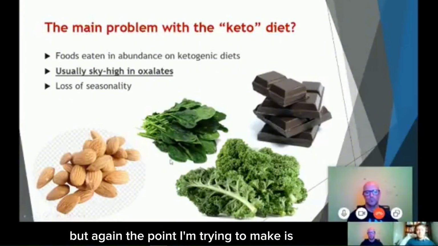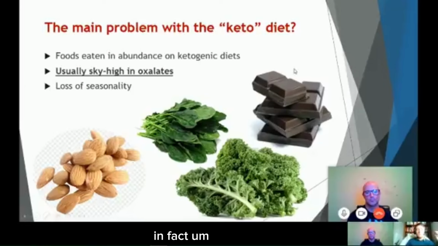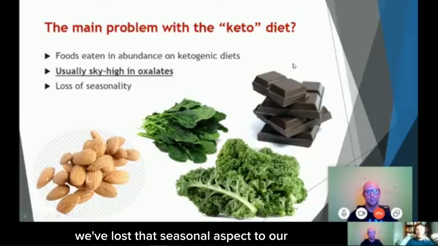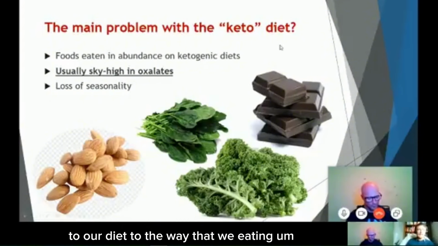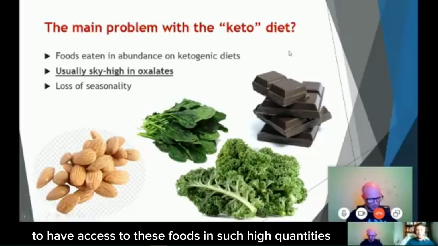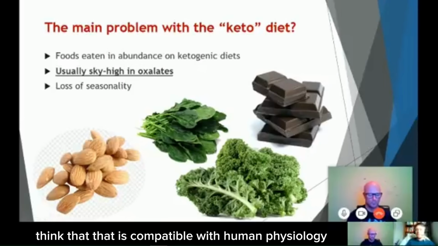But again, the point I'm trying to make is many of the staple foods on a ketogenic diet are in fact so high in oxalate, and these foods are usually grown seasonally as well. What we've done is we've lost that seasonal aspect to our diet. And I don't think the human body is designed to have access to these foods in such high quantities all year round. I don't think that is compatible with human physiology.